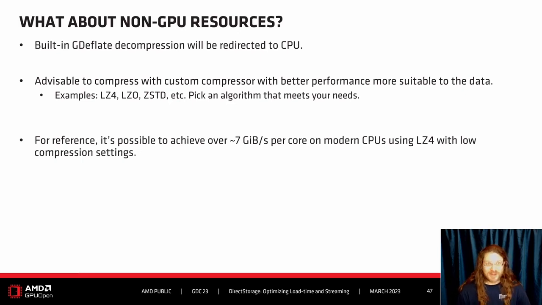So again, about non-GPU targeted resources, anything that is just targeted for the CPU, if it uses GDFlate decompression, will do the GDFlate decompression on the CPU, and that may not be optimal performance. I would definitely advise to compress the data using the custom compression technique for better performance that is more suitable to that data. Some techniques, for example, would include LZ4, LCO, ZSTD, etc. Just pick one that meets your needs. And for reference, it's possible to achieve over 6 gigabytes per second per core on modern CPUs using LZ4 with low compression settings.